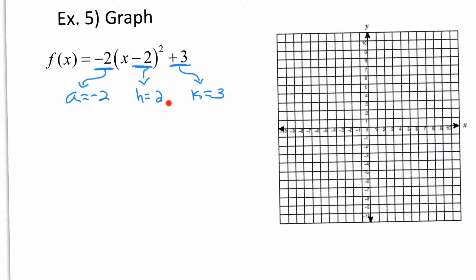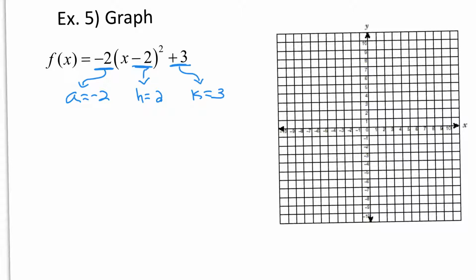H tells you guys you are going to move 2 units to the right. And k tells you guys you move 3 units up. It is positive, so you go up. So from the origin, you go 1, 2 to the right, 1, 2, 3 up. And that's going to be your new location for the parabola. Not the origin, that's the parent function's vertex, but we have a transformation.